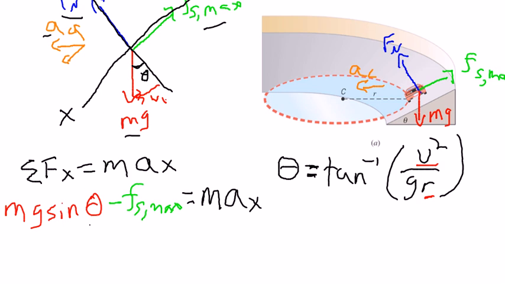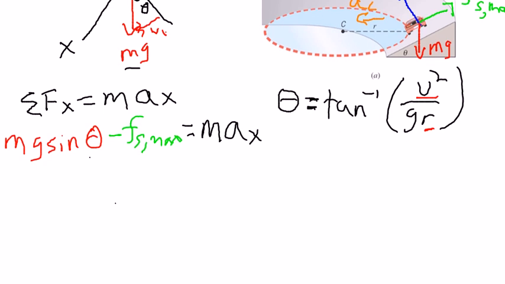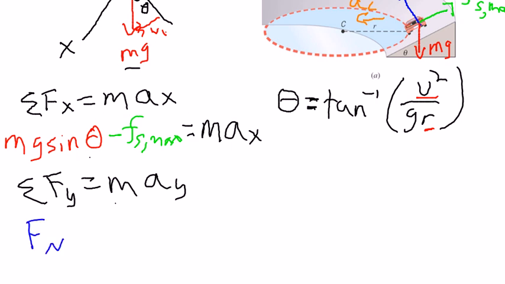Alright? And then similarly, for the y direction, I'll just write it down here, the sum of the forces in the y is going to be equal to m ay. And so now in the positive y direction, we have our normal force. And then in the negative y direction, we have the component of the weight. And that should all be equal to m times ay.